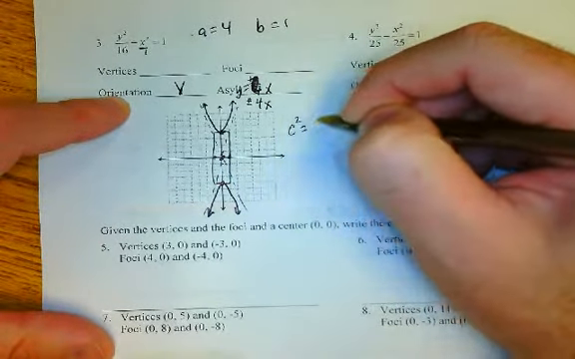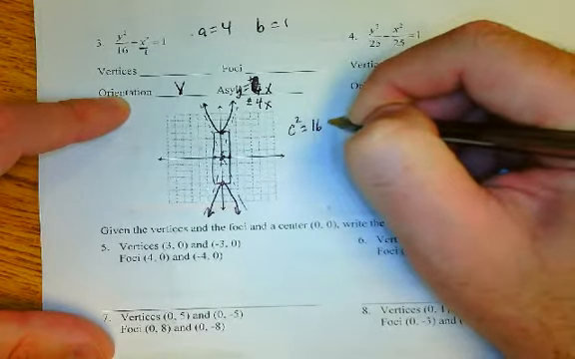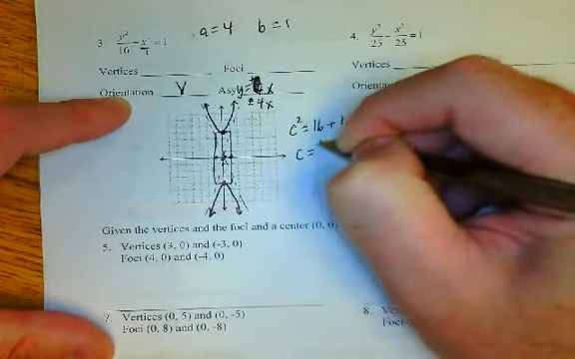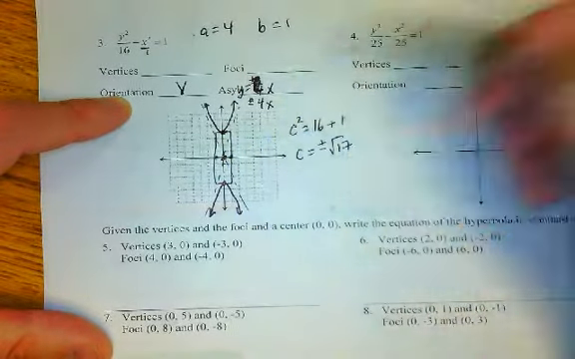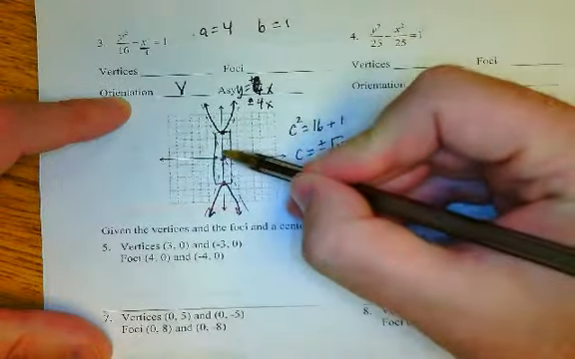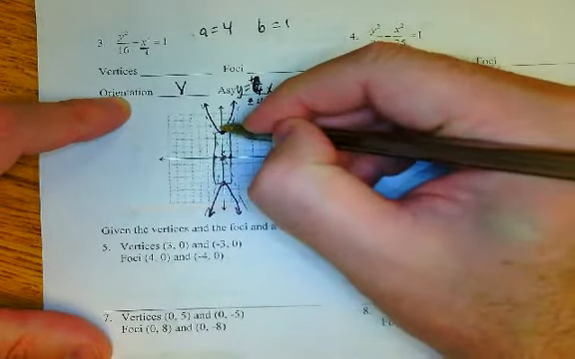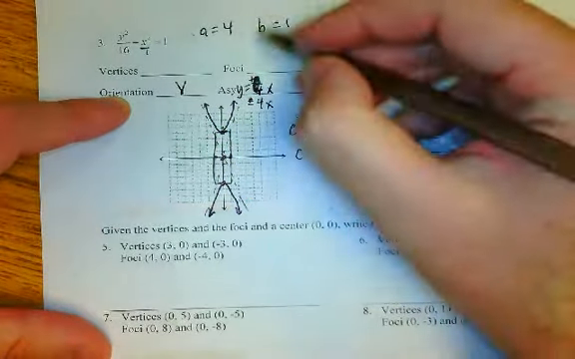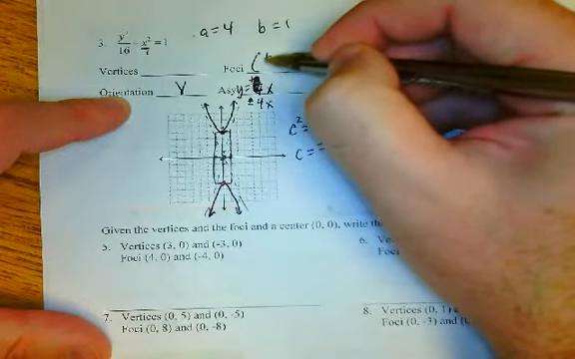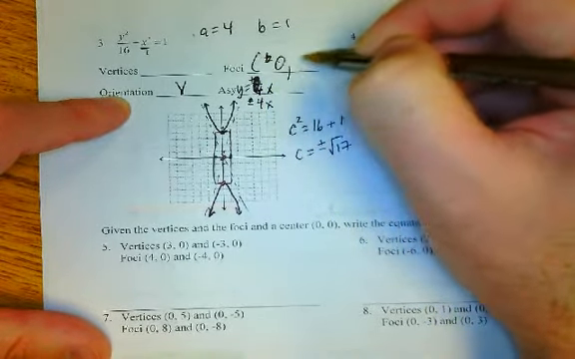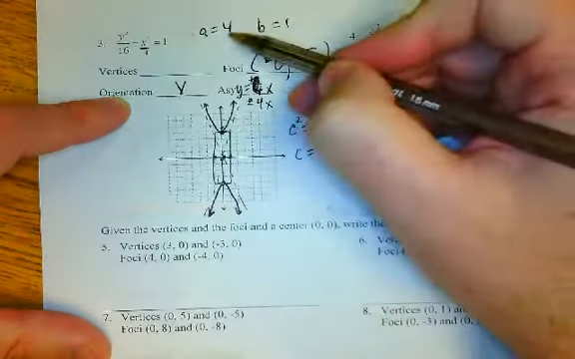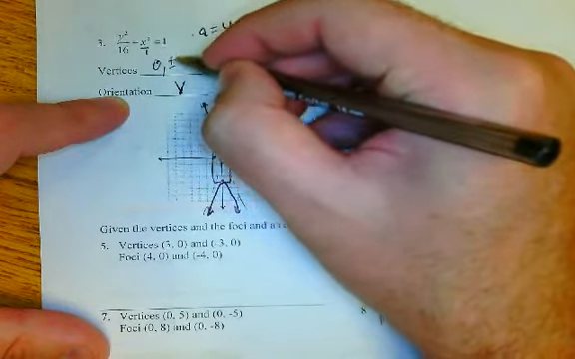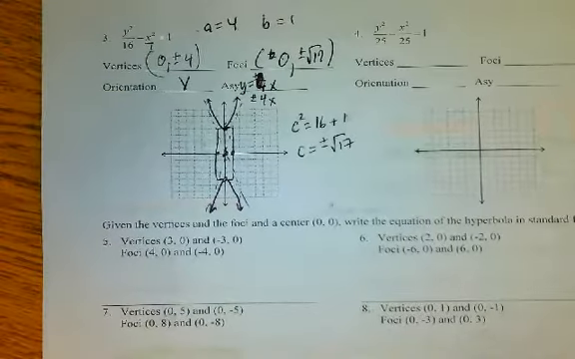Foci would be at c squared equals a squared plus b squared. So c is going to be plus and minus root 17 from the center in the y direction. So that's a little more than 4. 1, 2, 3, 4, a little more would be right inside there. Alright, so again, if I was going to write the foci, it would be 0, comma, plus and minus root 17. Alright, and the vertices obviously are 0, plus and minus 4. Alright, so that's a real quick vertical hyperbola.